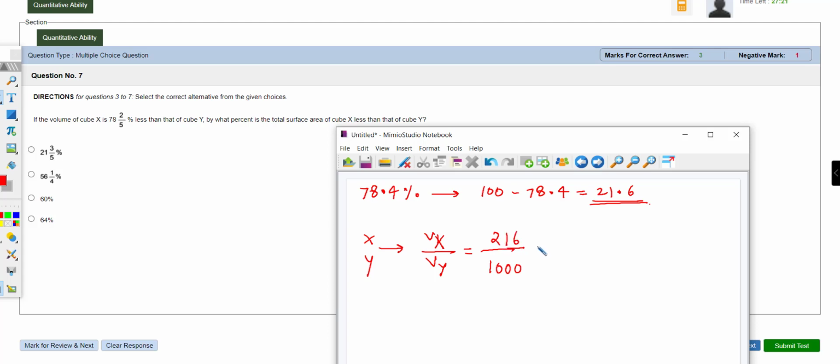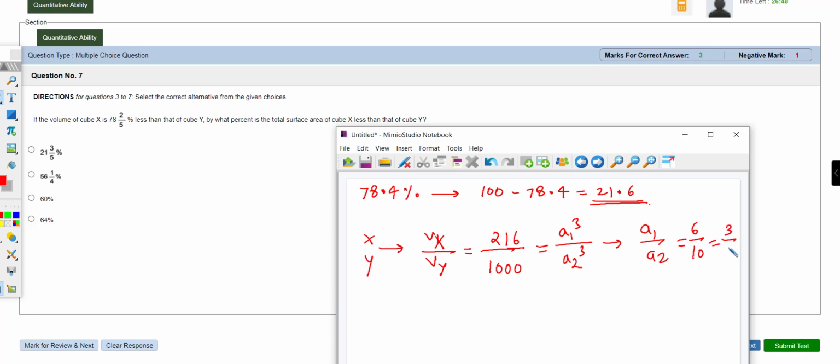The formula to find volume is what? 4 by 3 pi r cube. Sorry, this is not a sphere, this is a cube. I made a mistake here. So you can say that side cube divided by side cube. The ratio of sides is going to be how much? Take the cube root, the ratio of sides is going to be 6 by 10, that is equal to 3 by 5.